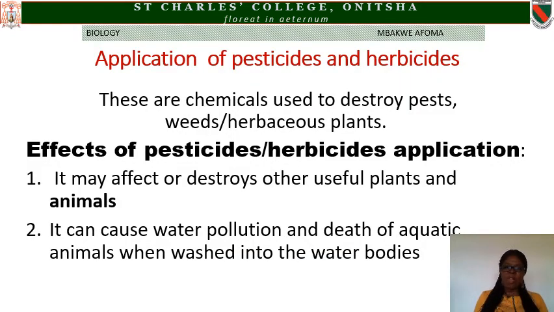Then we look at effects of pesticides and herbicides. These are the chemicals we use on our crops in order to kill the pests that are destroying the crops and also the weeds that we don't want. Is that clear? But this activity does have some negative effects. We do not select the plants or the animals we spray it on, so it will kill both the valuable crops and valuable animals. Then it can cause water pollution, because when it is washed into the water bodies, it will kill aquatic life there.